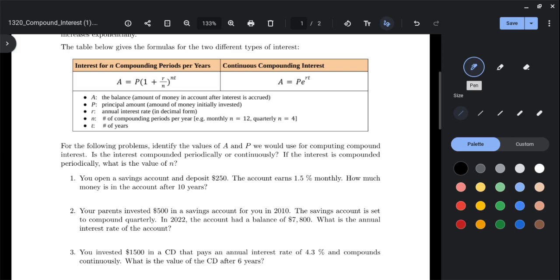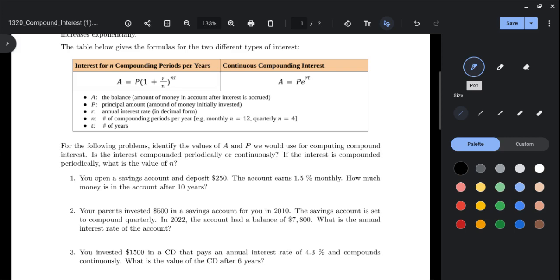So let's go ahead and look at what these unknowns or these variables do represent in both of our formulas. A is going to represent the balance, or the amount of money in your account after that compounded interest is calculated and added to your balance. The P is the principal amount, or the amount of money that's initially invested. R is your annual interest rate. One thing to note is that you can't just plug in a percent in our formulas. You have to convert it to a decimal first in order to then plug it in.